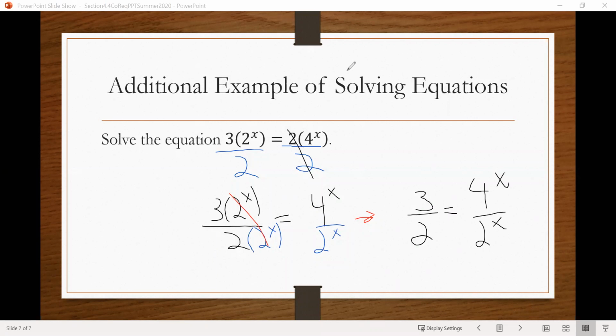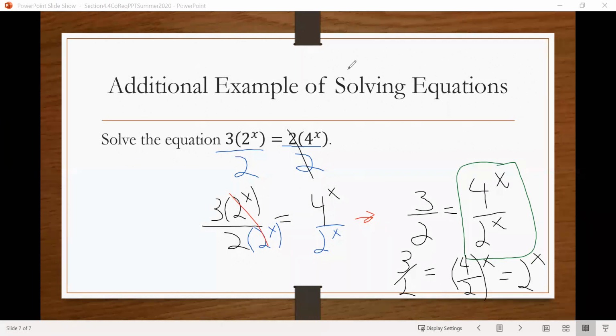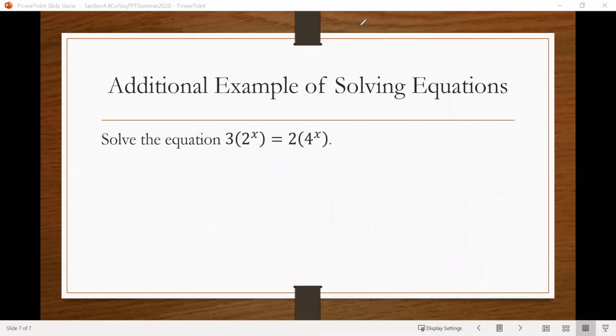which, this 4 to the x over 2 to the x, we saw how to deal with that in our prereq material, right? So we can actually rewrite that. This will become 3 halves equals 4 to the x over 2 to the x would become 4 over 2 to the x, which the 4 over 2 just becomes 2 to the x. So what our problem has been simplified down to, then, is solving 3 over 2 equals 2 to the x. And we know how to do that.